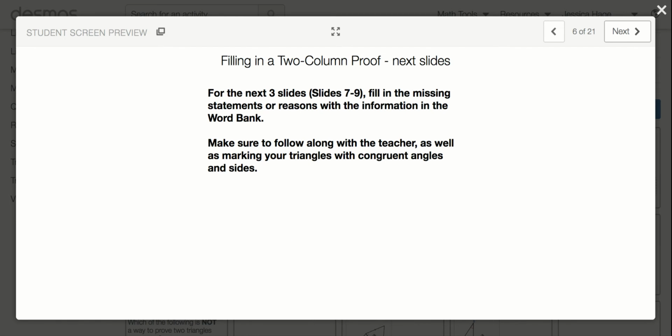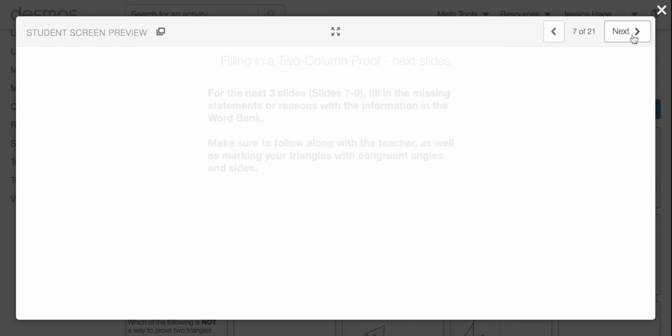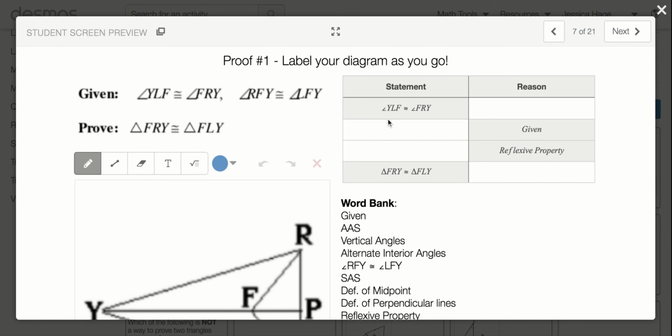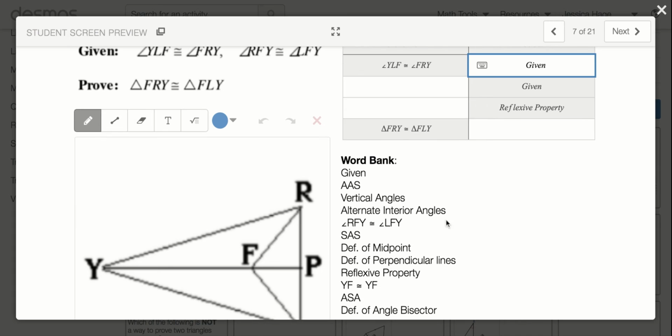All right, now we're going to go through some proofs, and this will help you with your assignments for this week. So angle YLF and angle FRY, those are stated to you as givens, and we are also given something else. So your givens always go first. So I'm going to type the two givens in the proof. It's hard to type these angles. You can just highlight it, Control C, Control V.